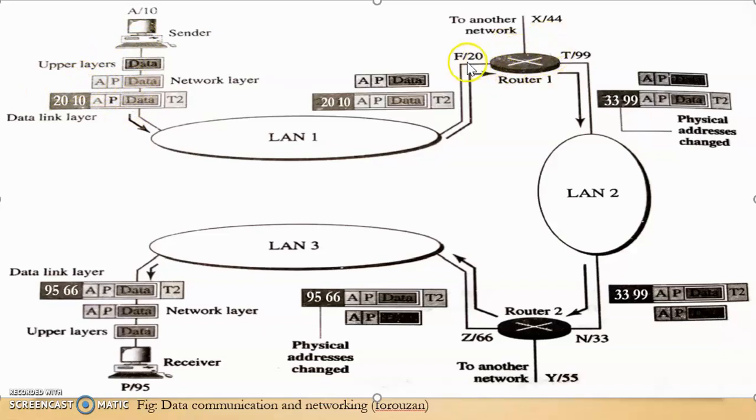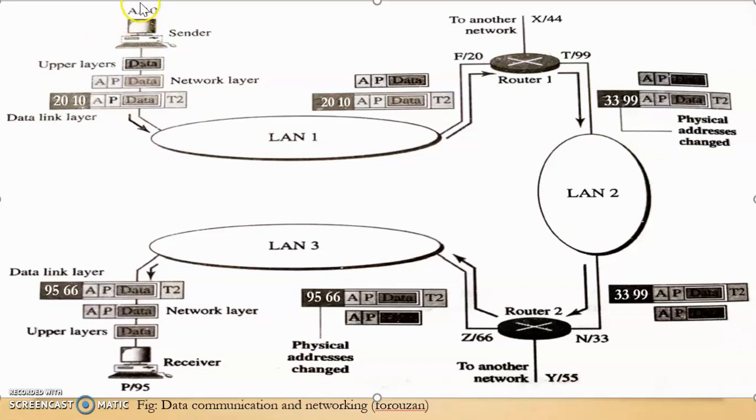Now each router is connected to 3 networks, so each router will have addresses for each connection. So consider this is the sender. Say suppose sender has IP address as A and physical address, that is MAC address, as 10. Actually the IP addresses will be numeric. Here it is just taken as an example.